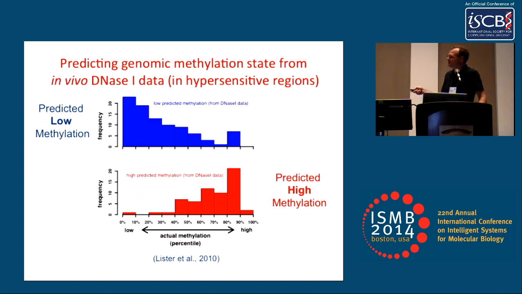And then this shows the actual distribution observed in the methylome data according to Lister et al. So you see that indeed, the ones that we predicted to be low methylation from only the DNase data tended to be pretty lowly methylated, and then these are predicted high methylation regions in the genome, and those tended to be well above average.